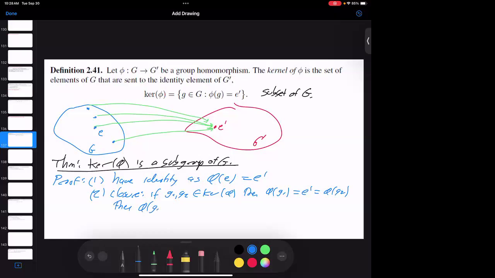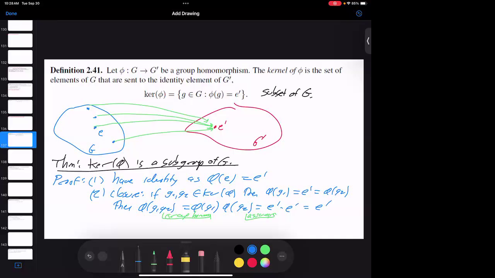Then phi of G1 G2 is phi of G1 times phi of G2. Why is that the case? It's a group homomorphism. But each one of these is the identity. This was by assumption. And what's the identity times the identity? It's the identity. So we have closure. Because they're sent to the identity, their product is also the identity.